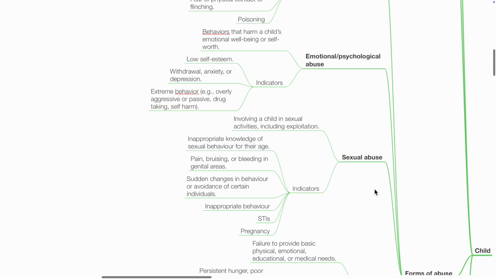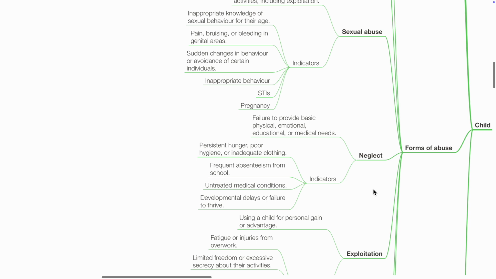Indicators include inappropriate knowledge of sexual behavior for their age, pain, bruising, or bleeding in genital areas, sudden changes in behavior, or avoidance of certain individuals, inappropriate behavior, STIs, and pregnancy. Neglect is failure to provide basic physical, emotional, educational, or medical needs.